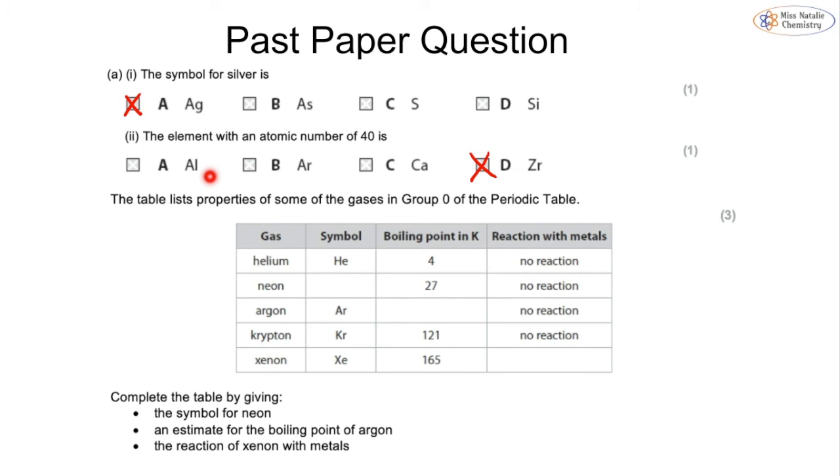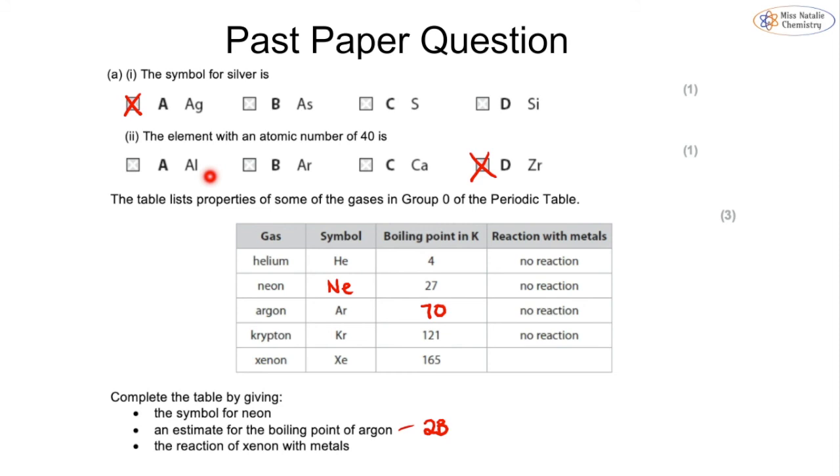The table below lists some properties of the gases in group 0 of the periodic table. We want to complete the table. So first of all, we want to give the symbol for neon. Now, the symbol we just get from the periodic table is Ne. Now, for the boiling point, you will learn more about this in topic 2B, but you can see the general trend here. The boiling point is going from 4 to 27, then there's a gap, 121, 165. We can see that that's getting higher. So as long as we have something in between these numbers, any number is acceptable. So we're going to put 70 as our answer, because it seems to fit in with the general trend. It's between 27 and 121, and we're trying to go sort of in the middle of those two.